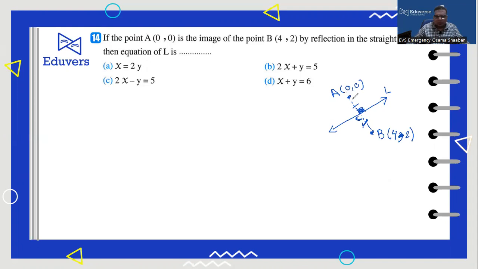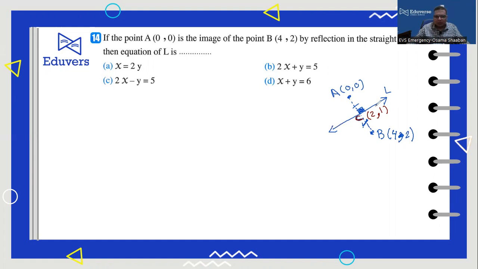You have the point A and B here. C is the midpoint of AB, so you can get the midpoint like the rule of grade 9. 4 plus 0 by 2 will be 2. 2 plus 0 by 2 will be 1. So you have a point C (2, 1) that lies on L.